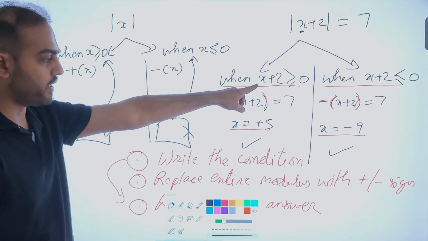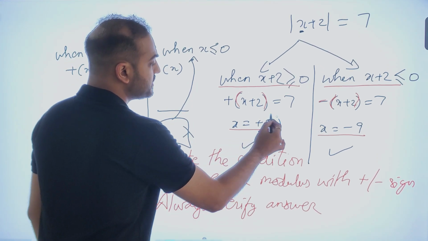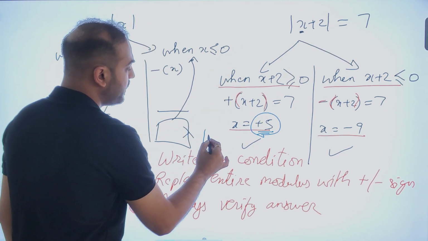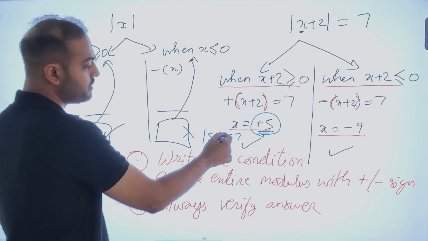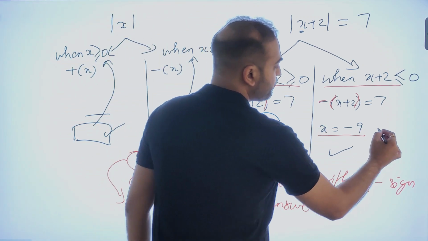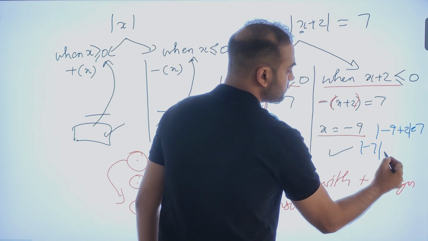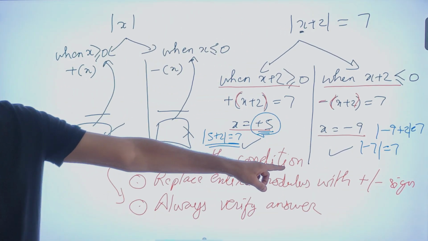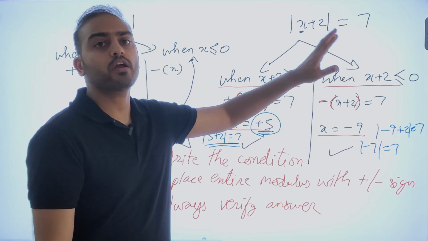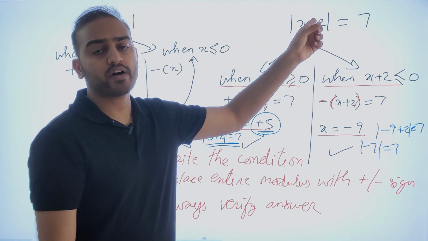Here, for this question, if I want to verify, I will put this plus 5 back in the question. I get modulus of 5 plus 2 equal to 7, which is correct because modulus 7 is equal to 7. Similarly, if I put minus 9, minus 9 plus 2 is minus 7, and modulus of minus 7 is 7, which is again correct. So you do one of the two things: either write the condition, or if you don't want to write the condition, plug the value back in your question and verify your answer.